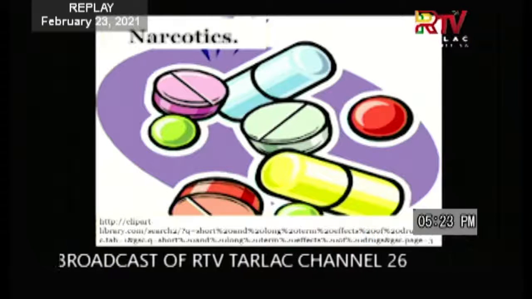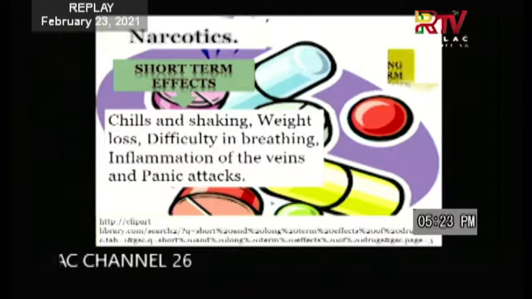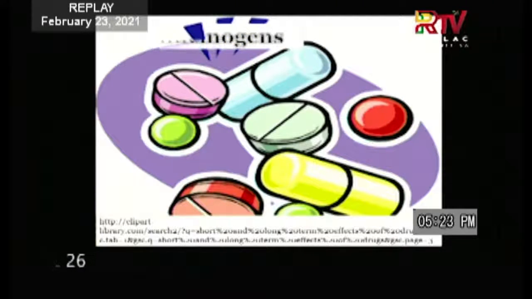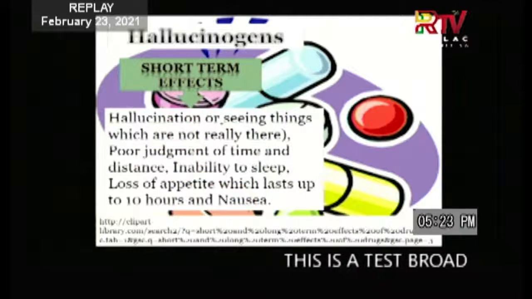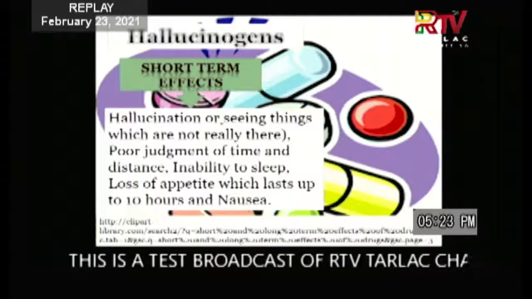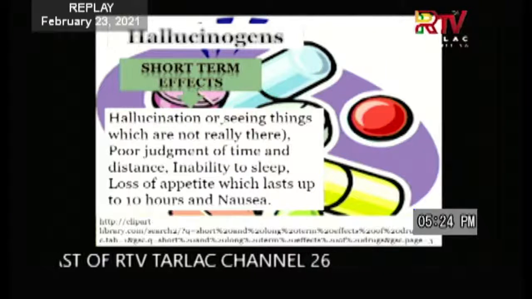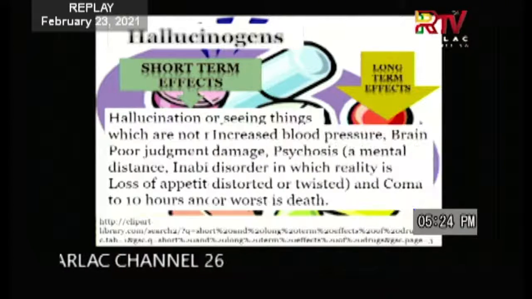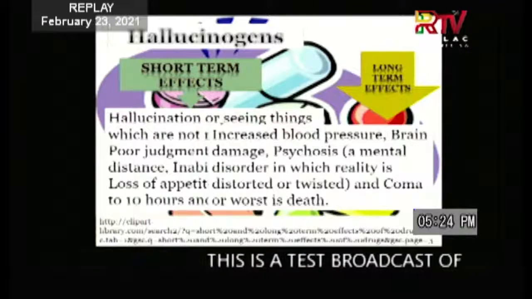Then moving on to the fourth one, we have here the hallucinogens. Hallucinogens distort what is real, and let me mention again the short and long-term effects. The short-term effects of hallucinogens are seeing things which are not really there, poor judgment of time and distance, inability to sleep, and lost appetite, which lasts up to 10 hours. The long-term effects of hallucinogens are the following: increased blood pressure, brain damage, psychosis, or mental disorders in which reality is distorted or twisted, or coma.